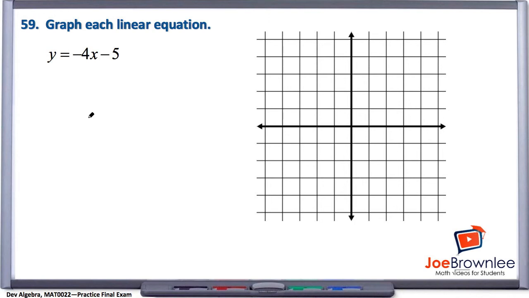Number 59, graph the linear equation, and we've been given y equals negative 4x minus 5. Now, if you're told just to graph the linear equation and you're not given any specific method or told to use any specific method, you can choose however you want to graph this particular equation.